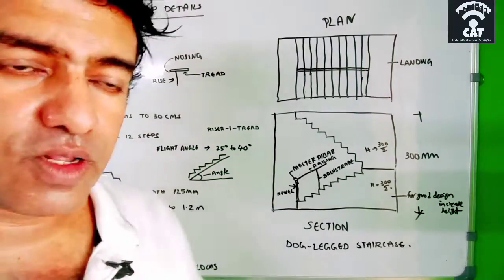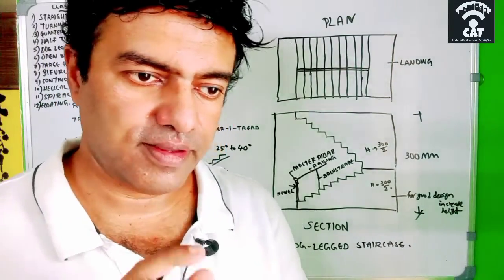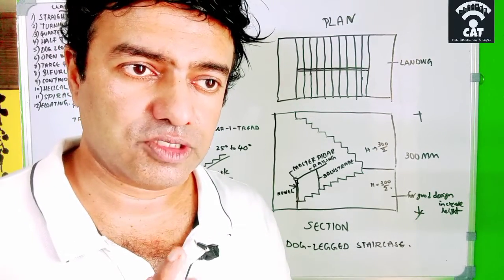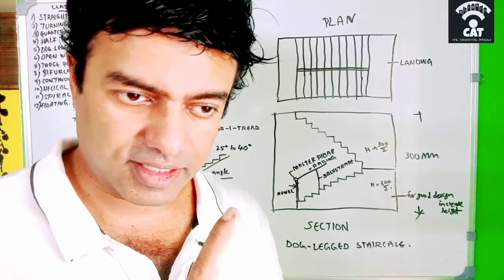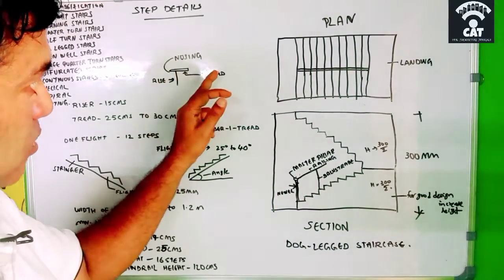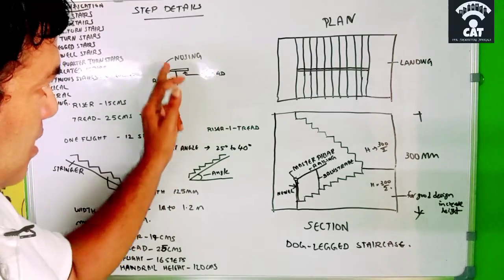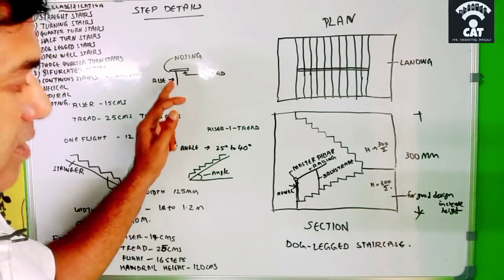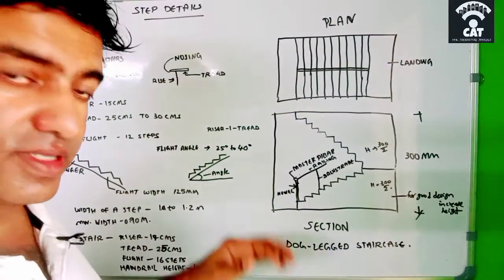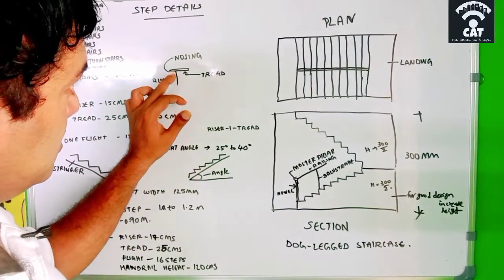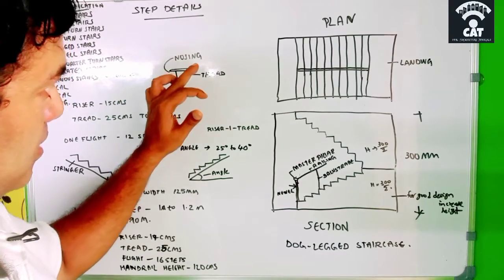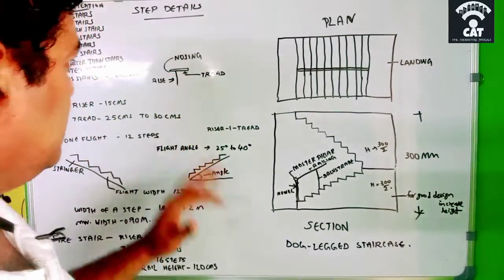And now we will go into the detail of a step. So what does a step consist of? It consists of a riser and a tread. So this is a riser, and the topmost part is called a tread and the height part is called the riser. Okay, and when we clad the step with a tile, the tile end comes like this, and this area is called the nosing of the step.